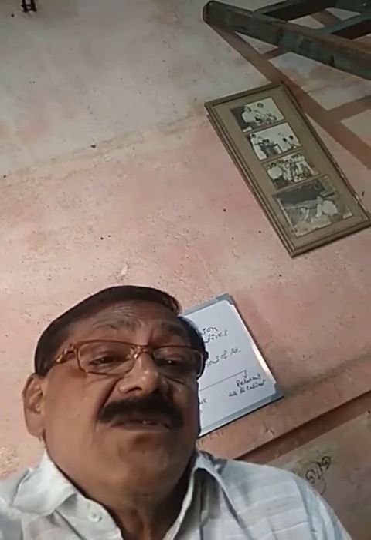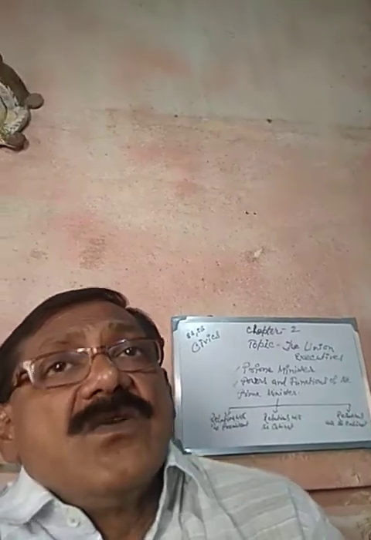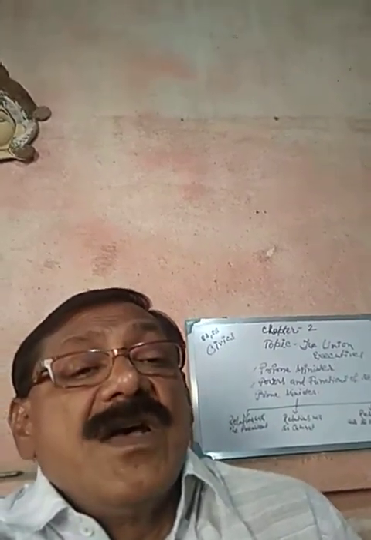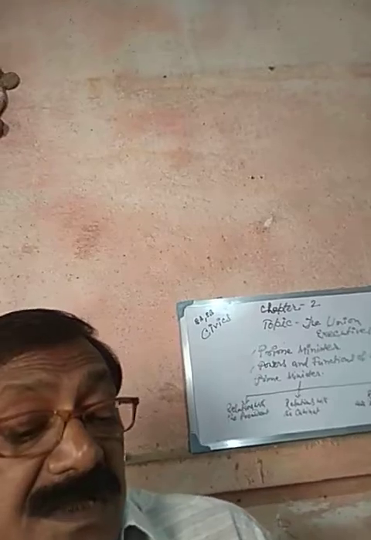The President dissolves the Lok Sabha, but how? On the advice of the Prime Minister. On the advice of the Prime Minister, the President can adjourn the House and can dissolve the Lok Sabha. So these are the powers of the Prime Minister, and this is the relationship between the Prime Minister and the President.